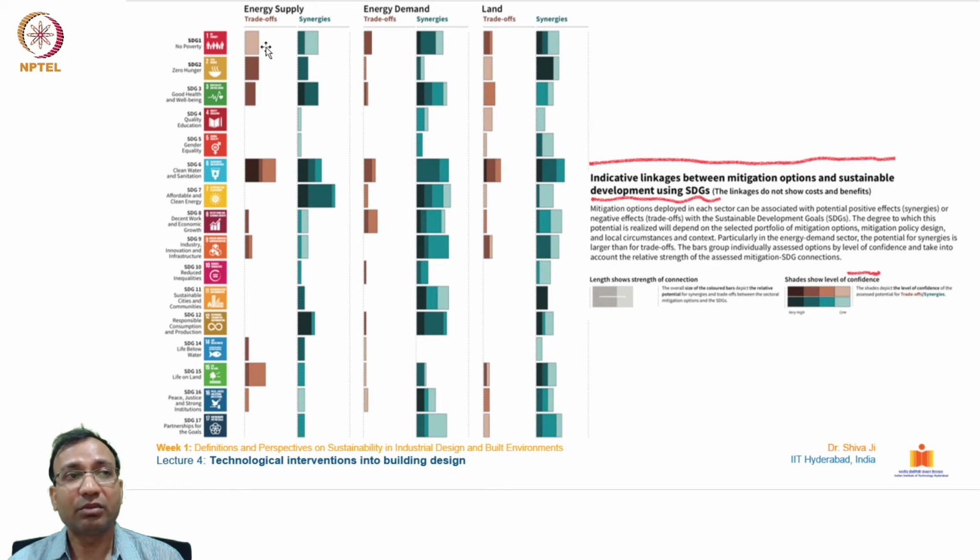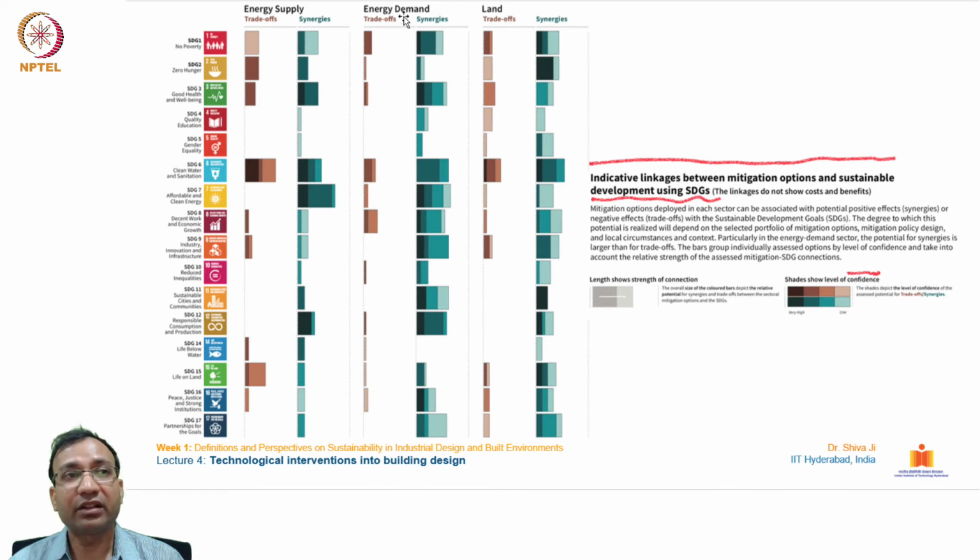It talks about how much is possible, and the kind of connection it can actually establish. You can see from this legend, the lengthier the bar, the deeper the connection is, and the shades of color show the confidence level. In the no poverty SDG, the confidence level is lower, which is not a good sign.